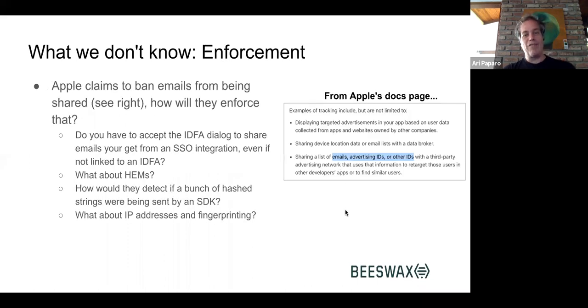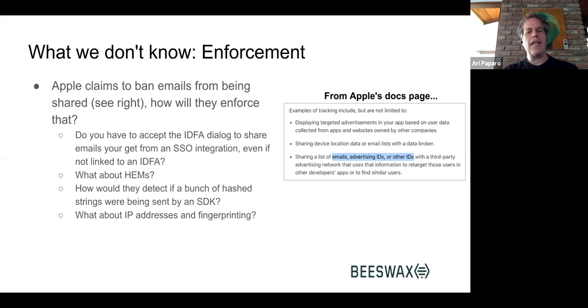Okay, related to this, enforcement. This is the biggest thing I'm confused about. So Apple has a docs page that explains what tracking is and how it will be enforced. And then they separately have their API pages. And there's a really big disconnect between the two.